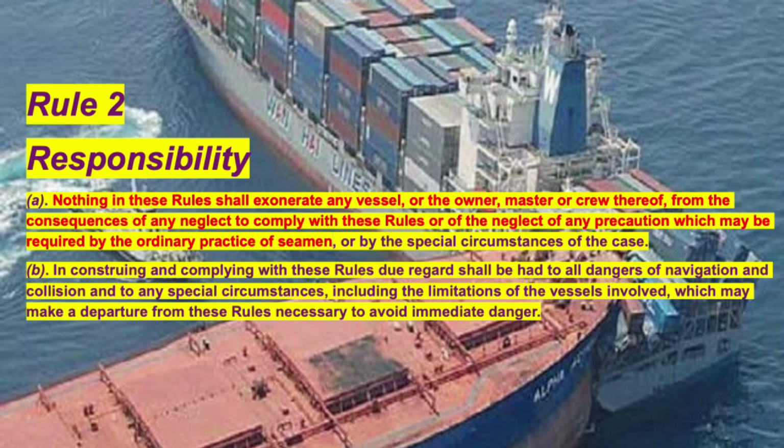Rule 2. Responsibility. Nothing in these rules shall exonerate any vessel, or the owner, master or crew thereof, from the consequences of any neglect to comply with these rules or of the neglect of any precaution which may be required by the ordinary practice of seamen. Ordinary practice of seamen means correct basic settings of radar. If an officer cannot explain in a courtroom how he adjusts radar basic settings, there will be harsh legal consequences for him.